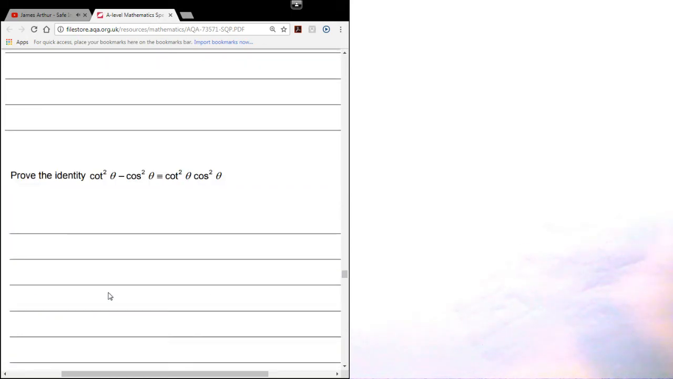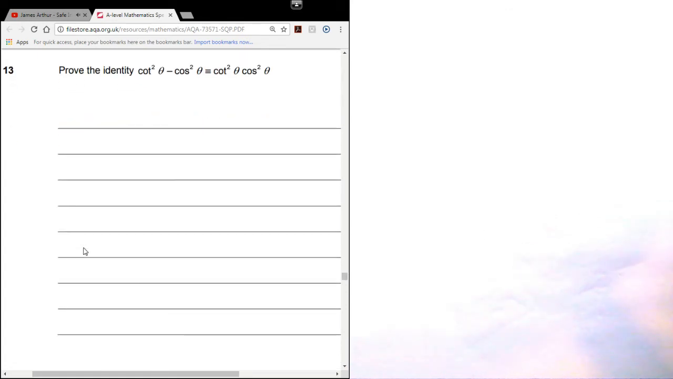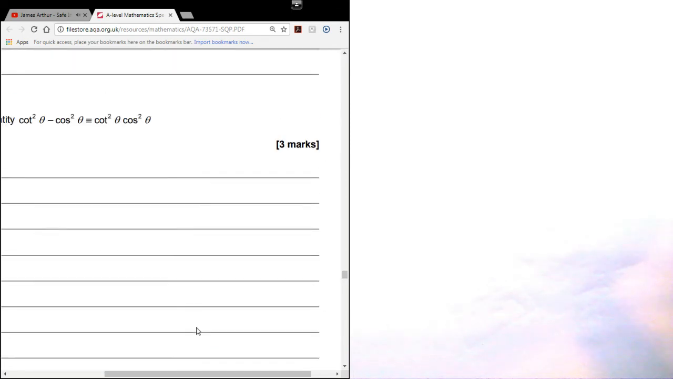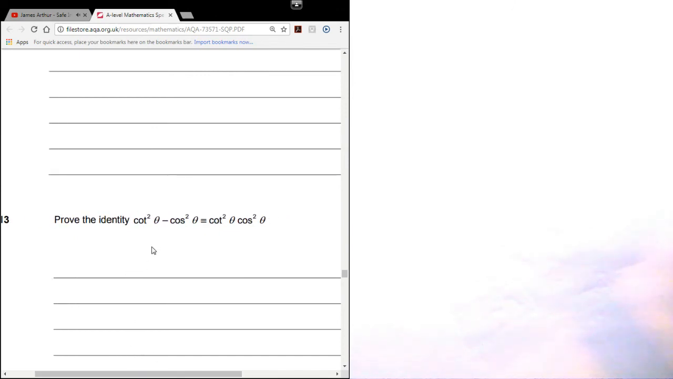Question, what question is this? 13. Prove the identity cot squared. Now when it comes to identities, I don't want you to panic, okay? Your formula sheet has got a whole lot for you. How many marks is this question, by the way? 3 marks, just 3 marks, so you shouldn't panic at all. It says, prove the identity that this is equal to that. I do not even think you need a formula sheet for this.